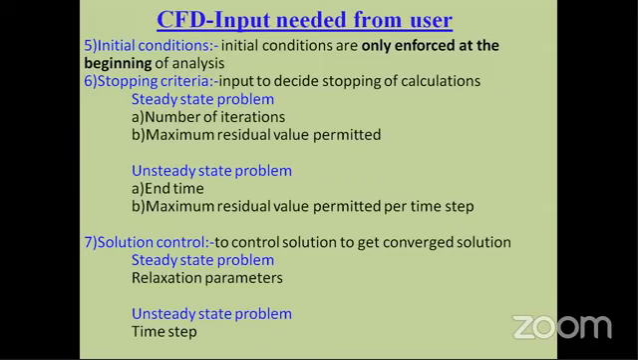Okay. So there are different criteria, like in the steady state, it will be either the number of iterations, like after 500 iterations to stop, or the maximum residual value permitted. If it falls below the maximum value set of the residual, it will stop. Then for unsteady simulation, we have to give two criteria: what is the end time and what is the maximum residual value permitted per time step. Okay. When both are achieved, it will stop.